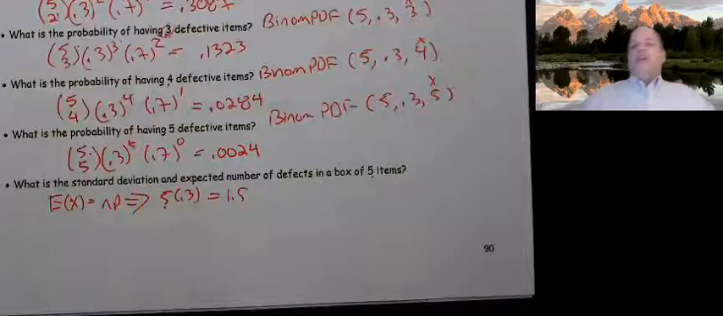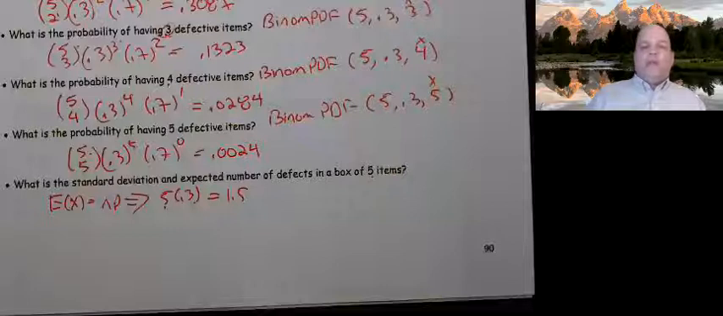But on average, in the long run, if we did this over and over and over again, we'd expect to have an average of 1.5 defective. So if I got really bored and opened a million boxes, I expect to have 1.5 defectives.